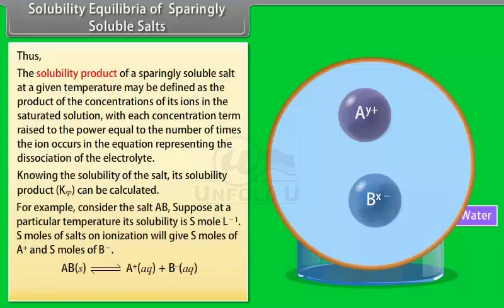For example, consider the salt AB. Suppose at a particular temperature, its solubility is S mol L^-1. S moles of salt on ionization will give S moles of A+ and S moles of B-. Ksp = [A+][B-] = S x S = S^2.